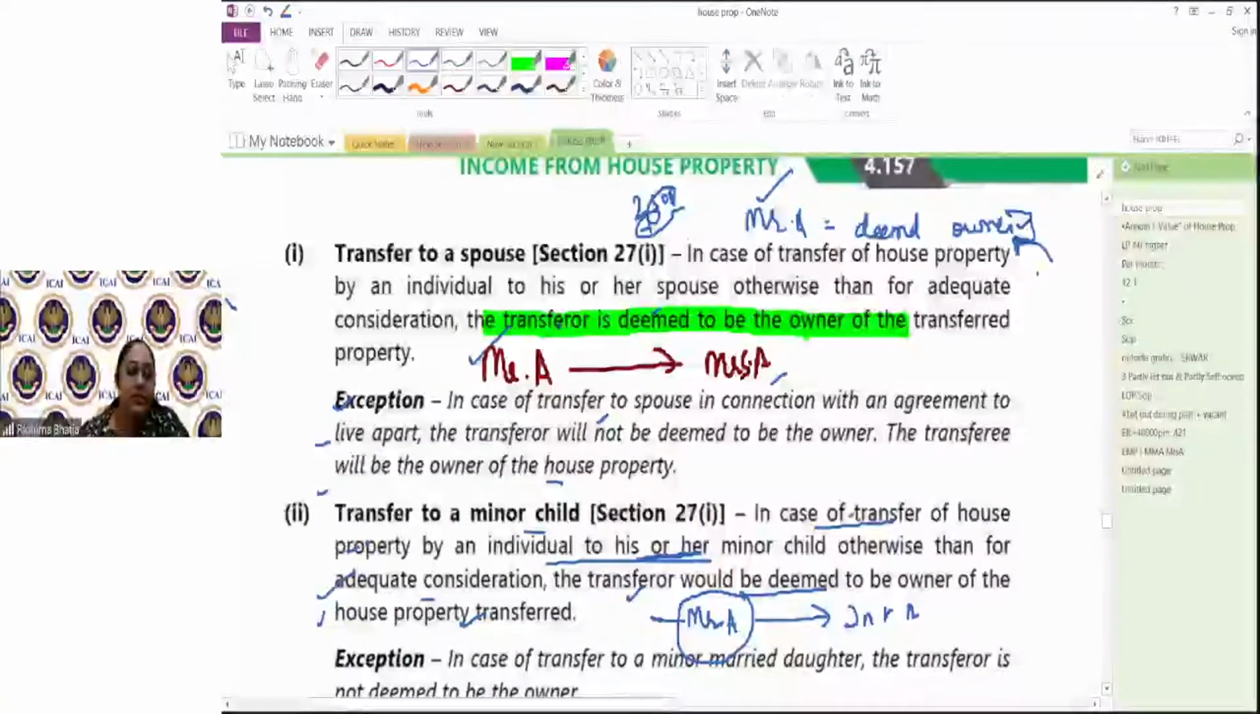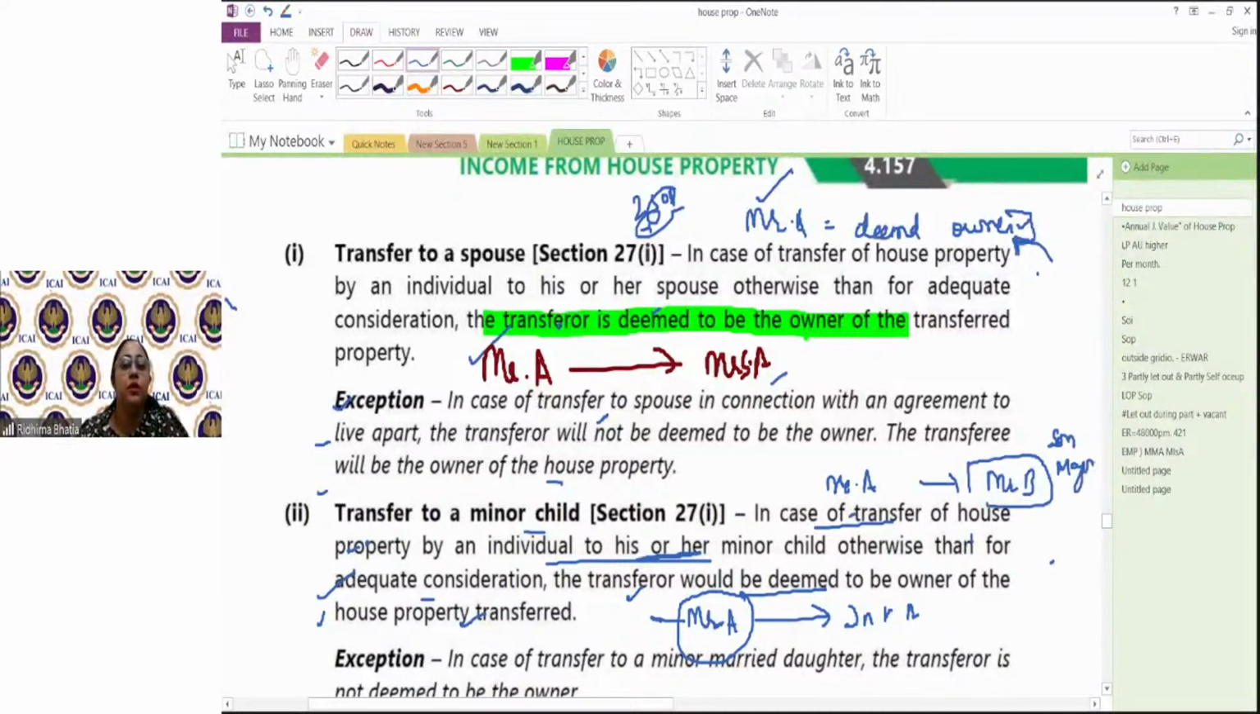Mr. A is transferring the property to his son, Mr. B, but the son is a major. He is more than 18 years of age. Would deemed ownership apply? No, deemed ownership would not apply. Why? Because the concept of deemed ownership is for transfer to a minor child, not to a major child.